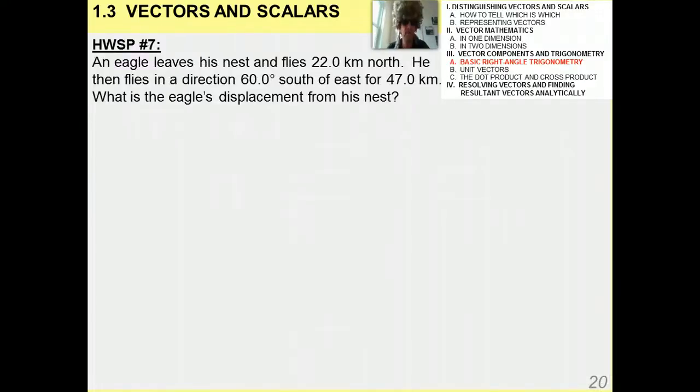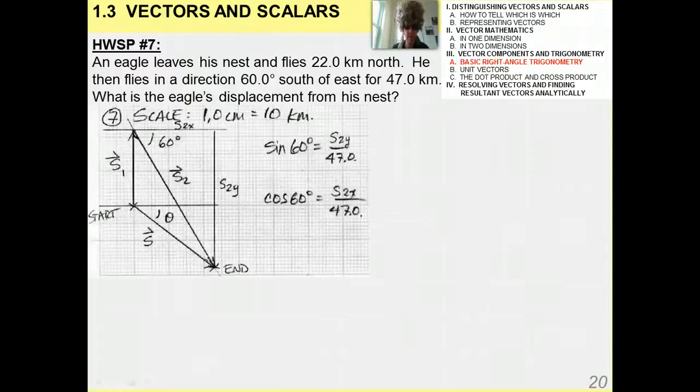Okay. Homework study packet number 7. It's getting a little more complicated. Go ahead and try this one. You're going to need graph paper for this. Okay, so I've drawn it, and I have something like this. I use a scale of 1 centimeter equals 10 kilometers. An eagle leaves his nest and flies 22 kilometers north. I'm calling that segment number 1, which is this vector right here. He then flies in a direction 60 degrees south of east for 47 kilometers. I'm calling that segment 2, which is right here. What's the eagle's displacement from his nest? In other words, what is the resultant vector, which is a vector drawn from where he starts off right here to where he ends up, which is down here, and I've labeled that by S, okay?